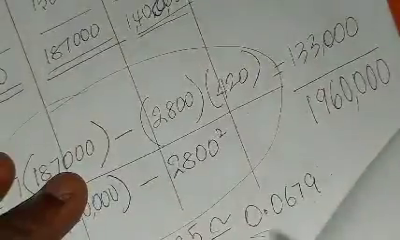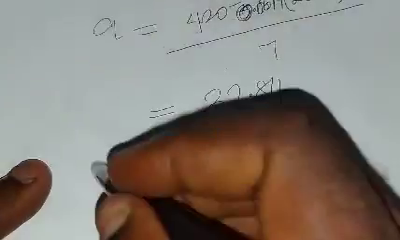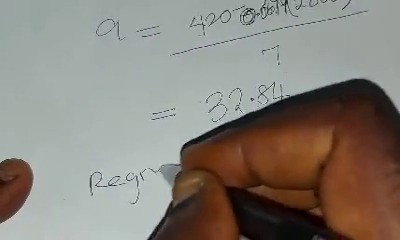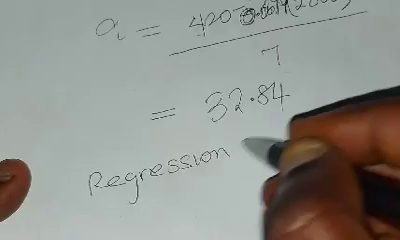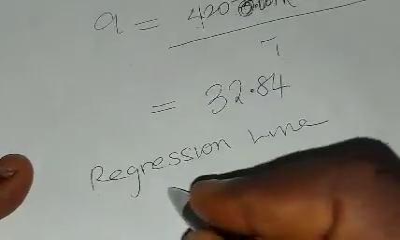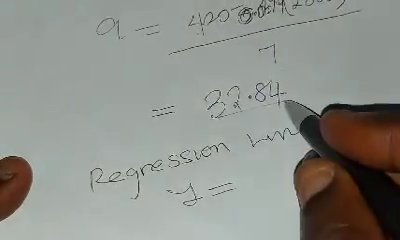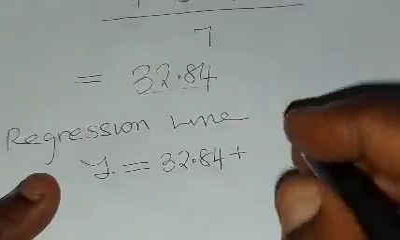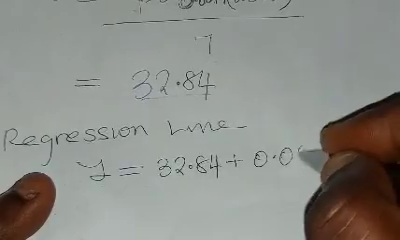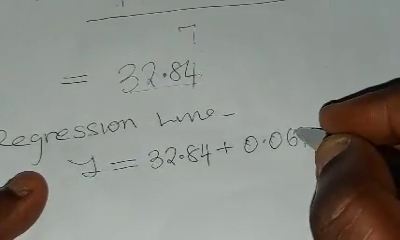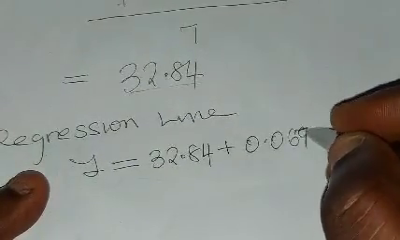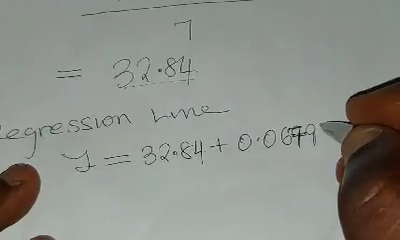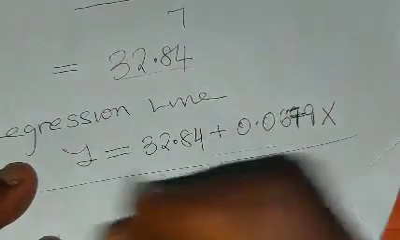Once it has been substituted, our regression line, you write the regression line, therefore, will be y equals a, which is 32.84, plus b, which is 0.0679, x. So this is our regression line.